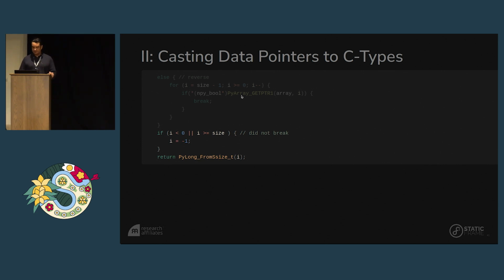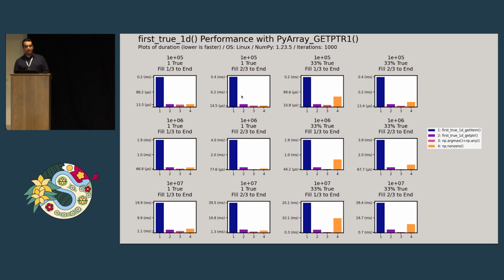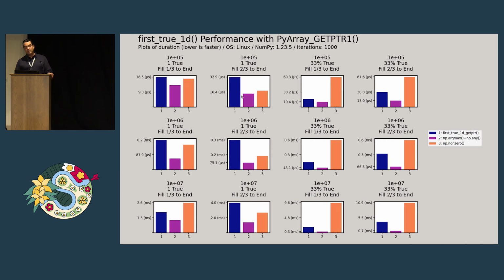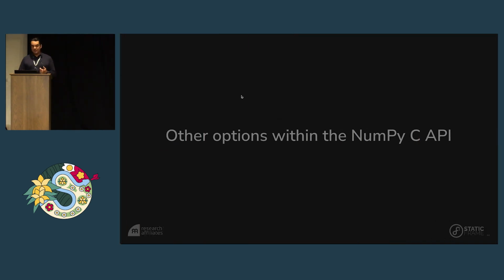So this has to be faster, right? Well, it is. The blue bar was what we were doing before using PyObjects. The purple bar, number 2, is the new implementation that we've done. And we see that this is a lot faster. So that's great. Let's zoom in on those 3 values. Now we see that our implementation using GetPtr1 is pretty good. We're starting to outperform np.nonzero in a few places. But we see np.argmax, even plus np.any, is still a lot faster. So let's go on. What else can we do?